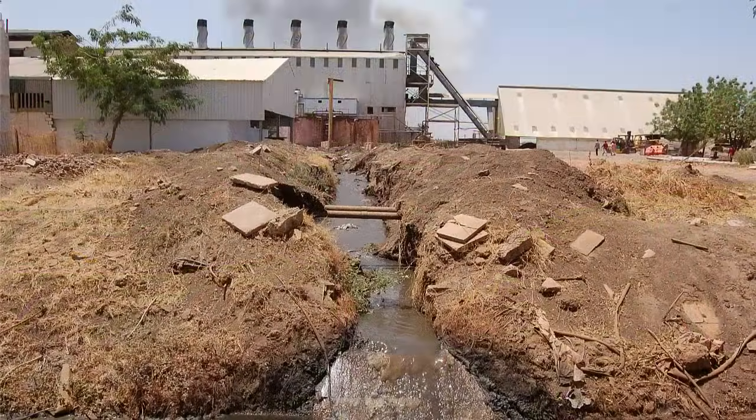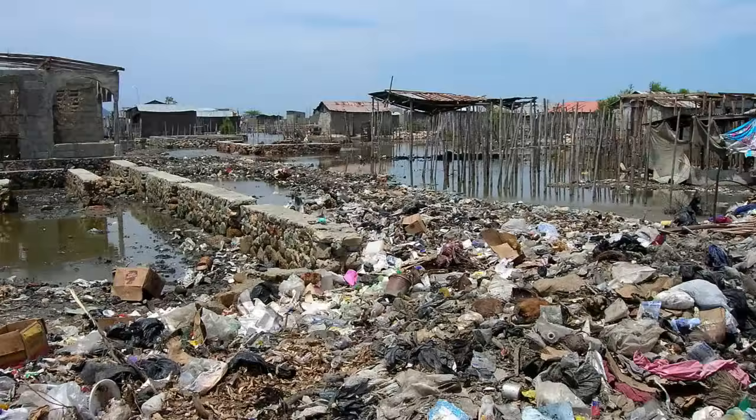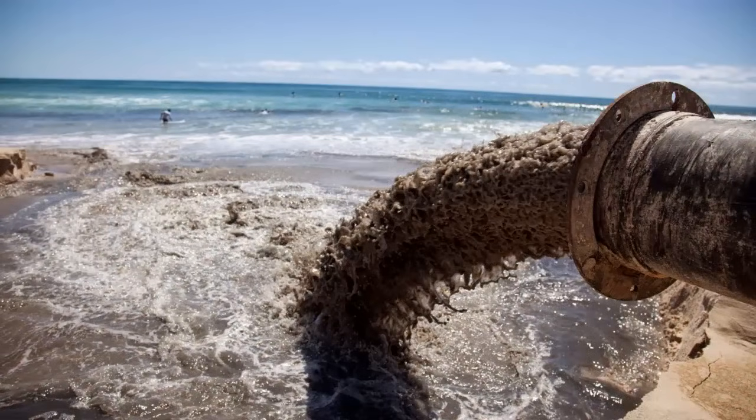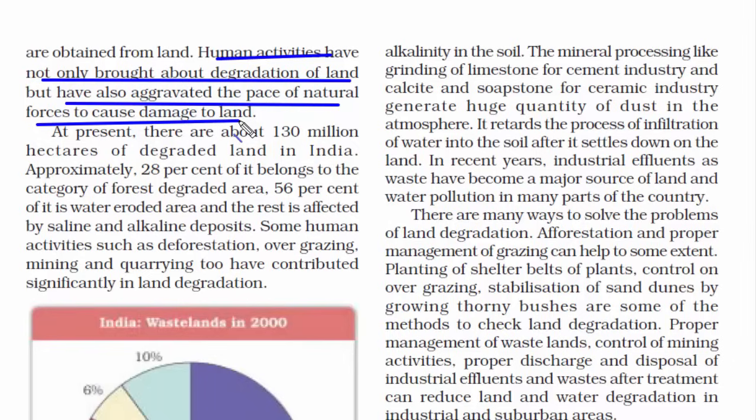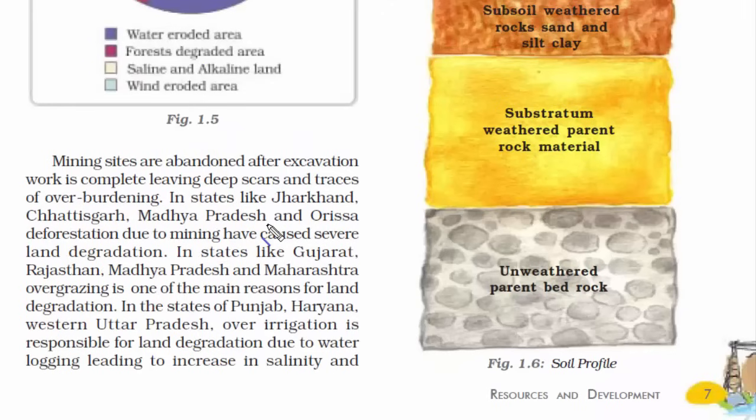Similarly, dumping industrial waste on a flat land or a river causes damage to the soil and hence affects the quality of agriculture produced on that land. Here are some activities which cause such degradation. They are overgrazing, then we have deforestation, then mining and quarrying. All these things significantly contribute towards land degradation. Here are some of the places where you can see land degradation in excess. They are Jharkhand, Chhattisgarh, Madhya Pradesh and Odisha.